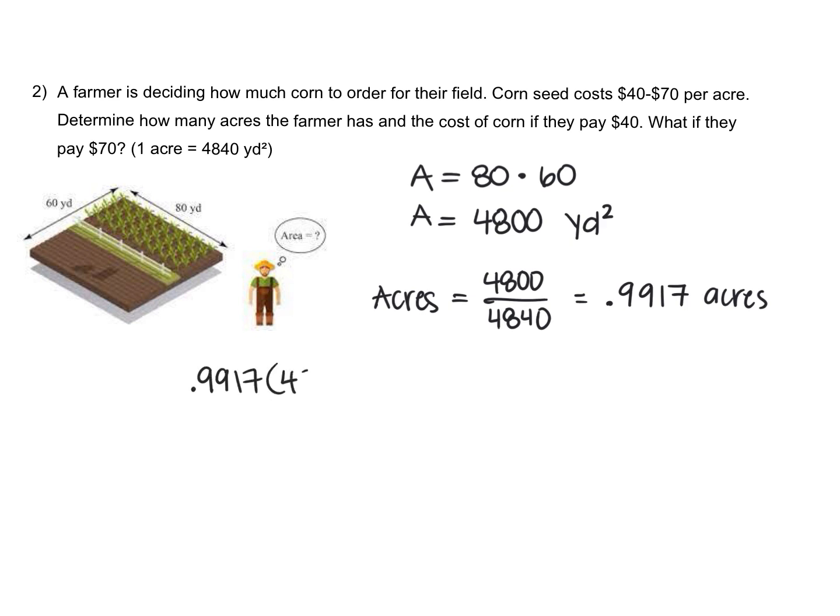and we multiply by 40. And we're going to get $39.67. And if they were to pay $70, we take it and multiply it by 70. And we get $69.42. Which makes sense because if they're just barely short an acre, it makes sense that the price would be pretty much the cost for a single acre.